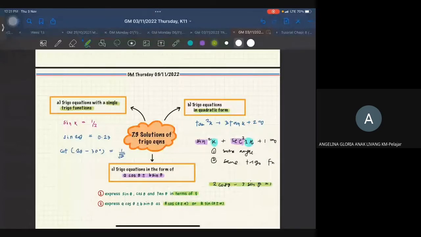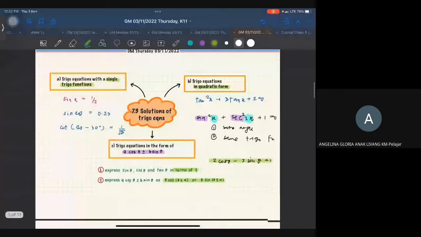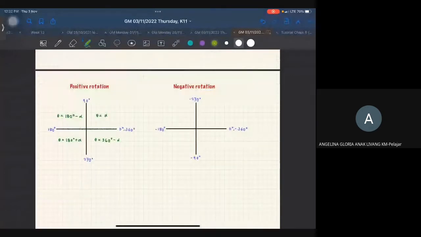Okay, so itu sahaja rasanya overall on the surface apa yang awak dah belajar in 7.3. Okay, semua okey ke setakat ni? Okay, saya assume okay. Right, jom. Let's continue. Okay, so saya sambung.